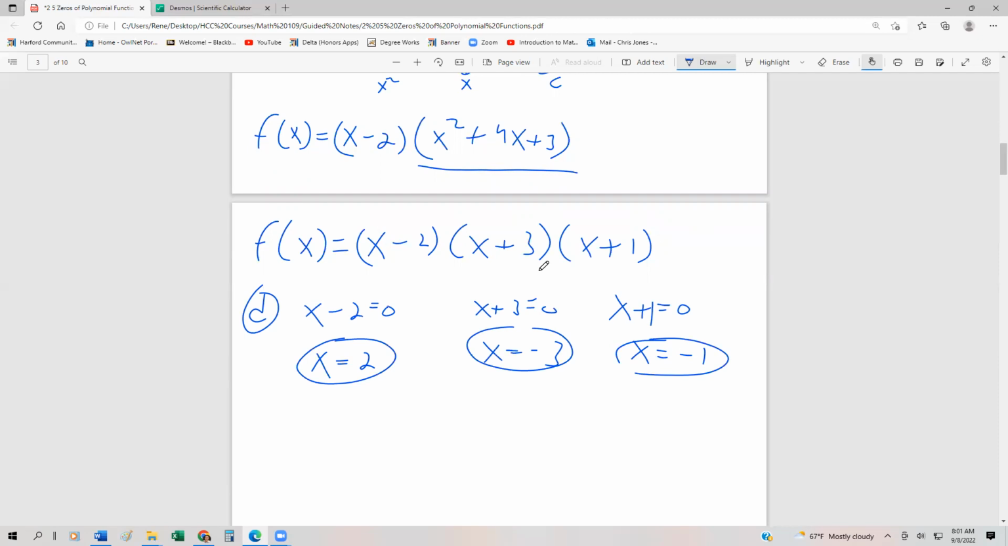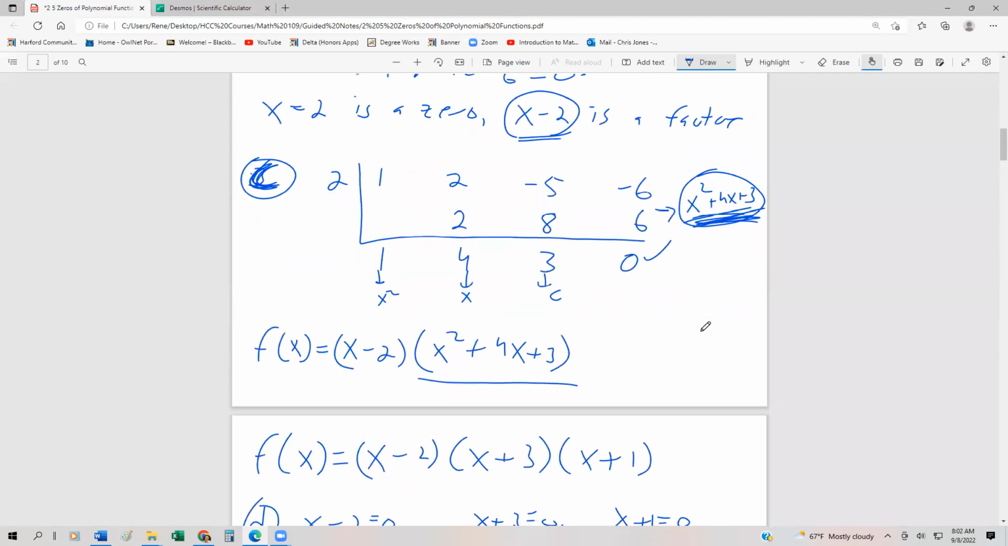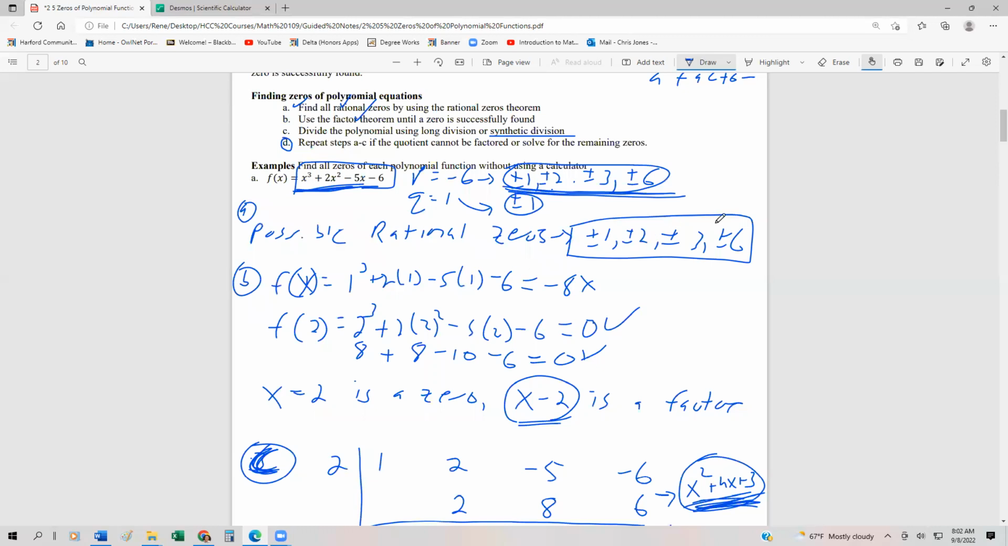Now, I want you to notice a couple things, okay? First of all, negative 3 and negative 1 were part of those possible rational zeros. We just didn't pick those, right? We used the easy ones, the positive numbers. However, if we used negative 1, that would have given us a 0, okay? If we used negative 3, that would have given us a 0.